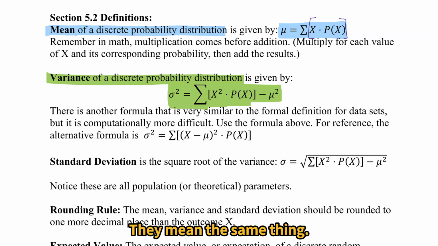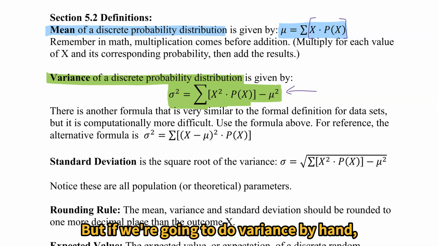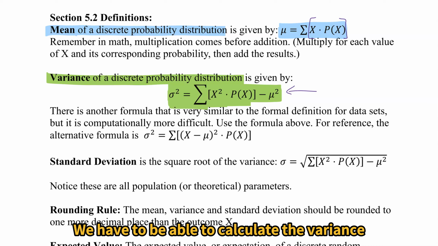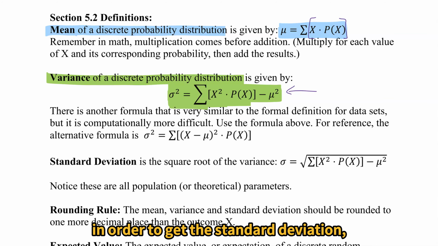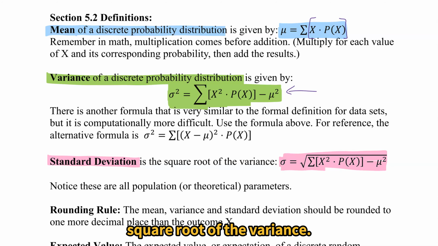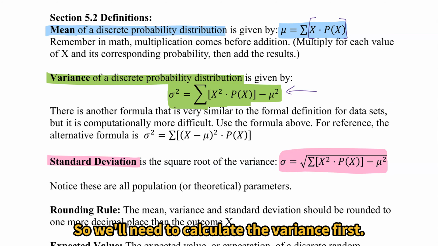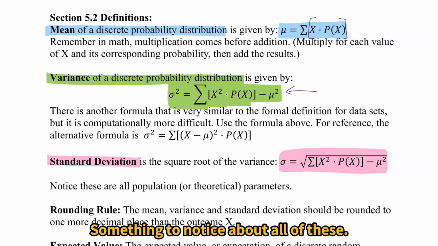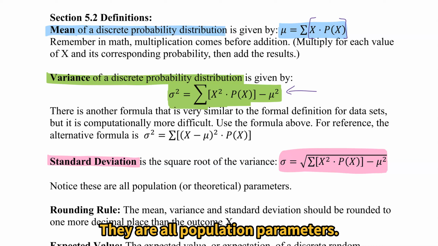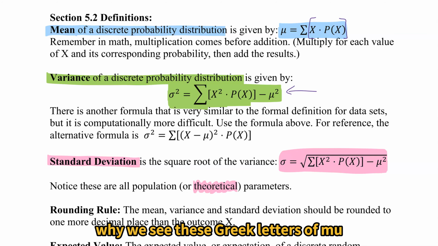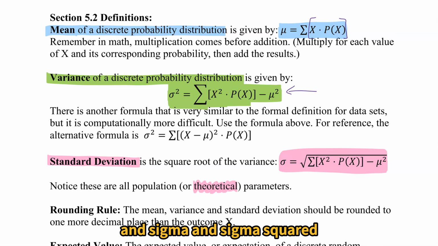They mean the same thing, but if we're going to do variance by hand, we're going to use the first formula. We have to be able to calculate the variance in order to get the standard deviation, because the standard deviation is the square root of the variance. So we'll need to calculate the variance first and then take the square root. Something to notice about all of these, they are all population parameters. Population parameters are also known as theoretical parameters. And so that's why we see these Greek letters of mu and sigma squared.